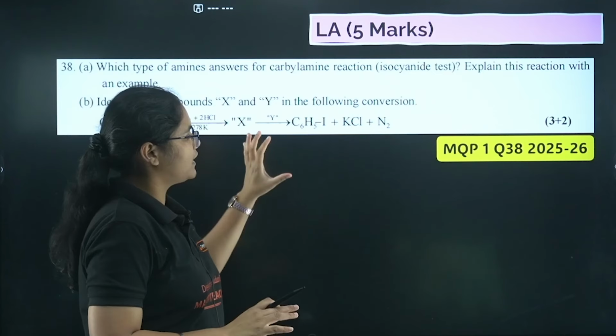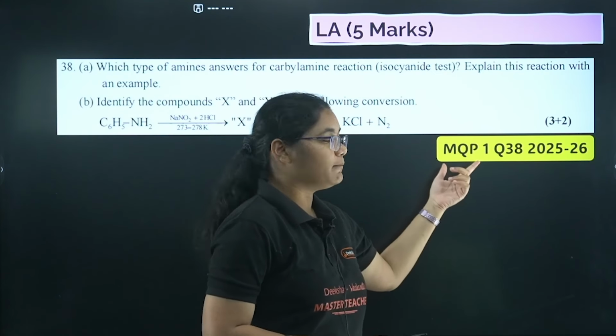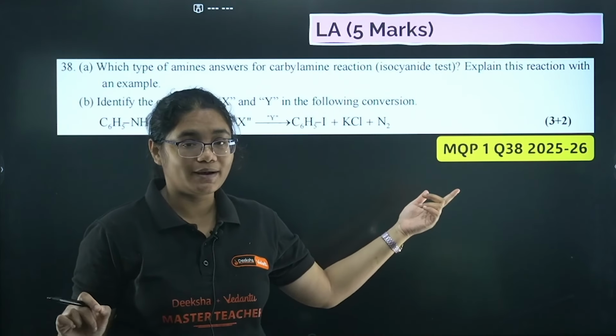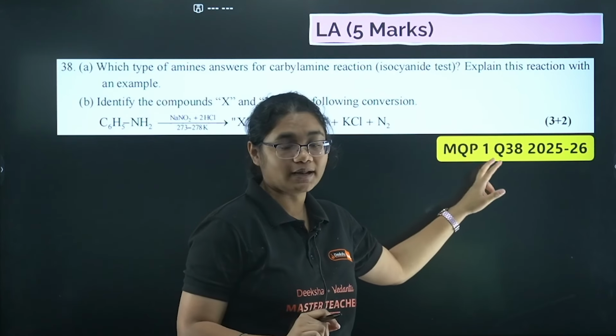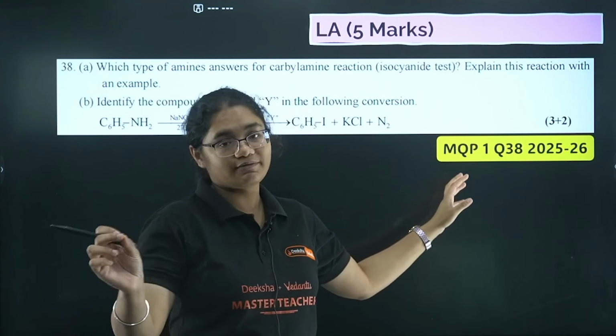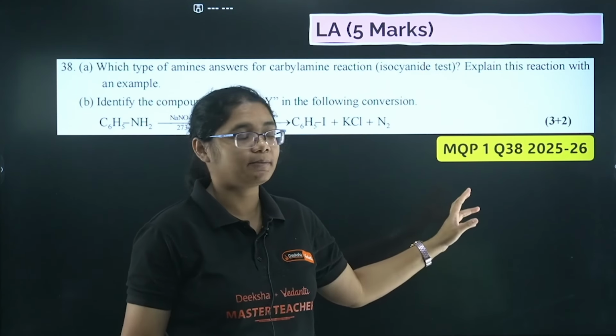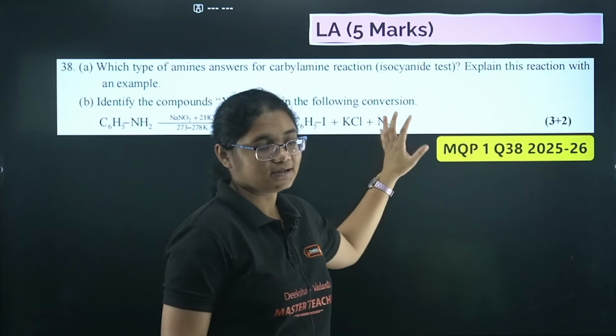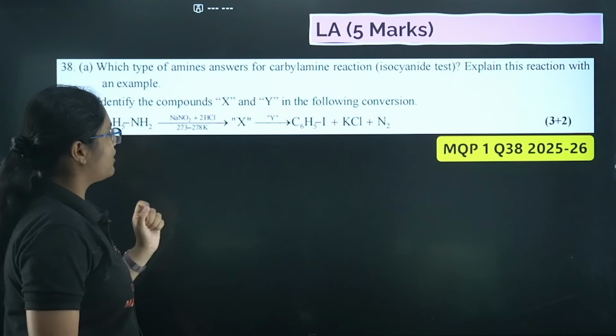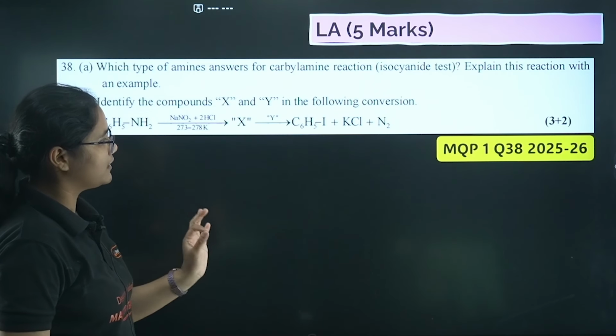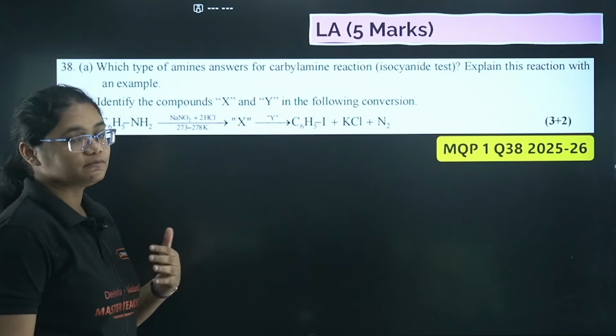So the first question that I have taken is from the model question paper 1 of 25-26, meaning this year's model question paper, and question number 38 is this question. Which type of amines answer the carbylamine reaction? Explain this reaction with an example.